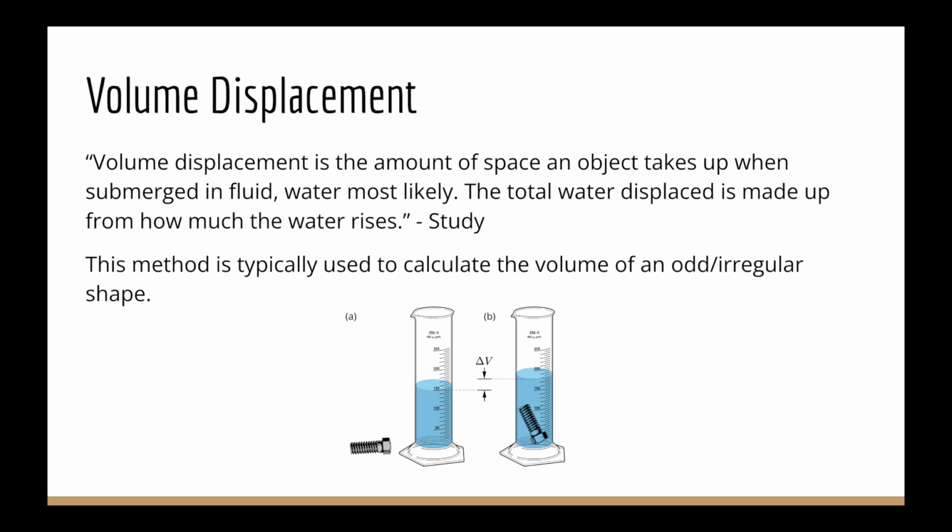Here I have a picture of a nail, a bolt, or a screw of some sort that's dropped in water. In the picture you can see how after it's dropped into the water of the graduated cylinder, the water seems to have risen. That difference between how the water was before there was anything in there and now that the bolt is in the water would be the volume of the bolt. So that is the displacement of the water, volume displacement.